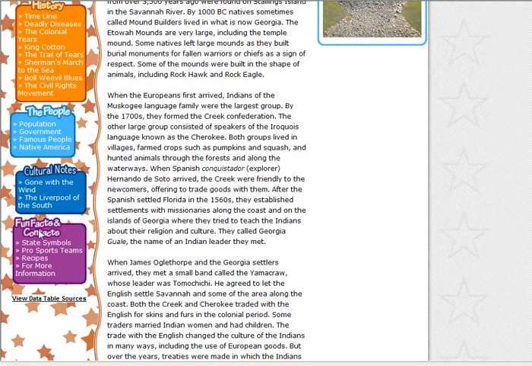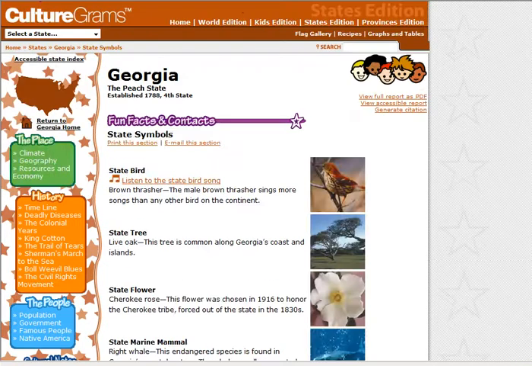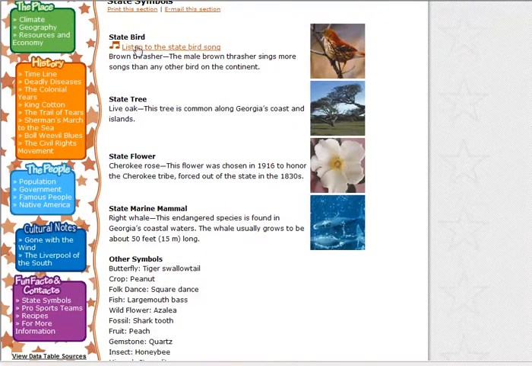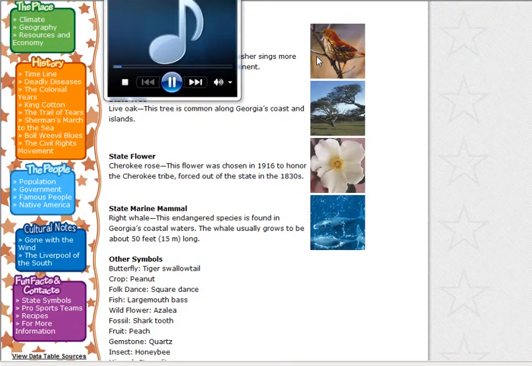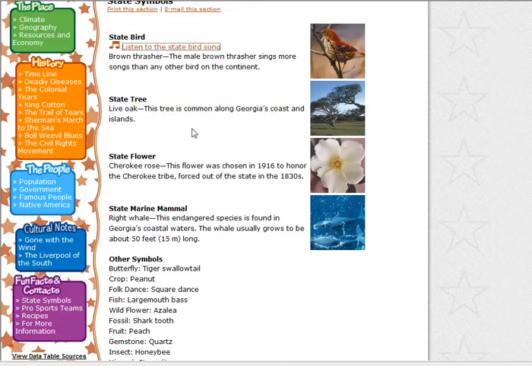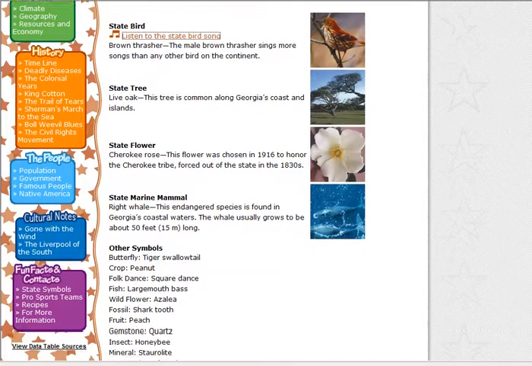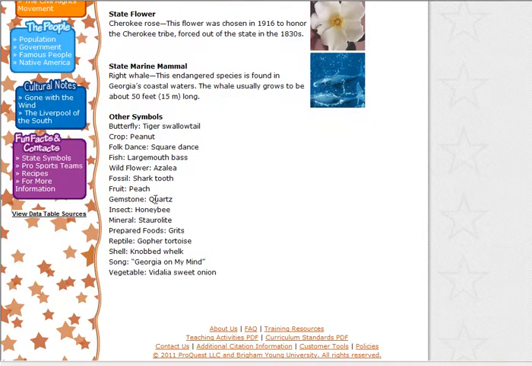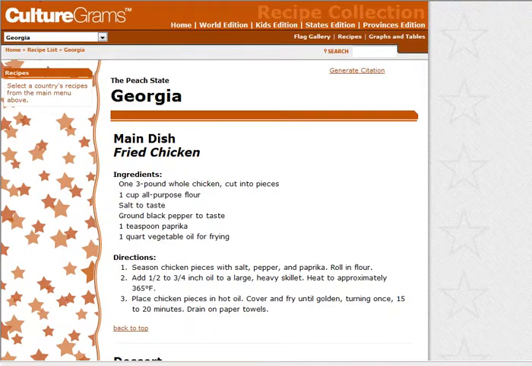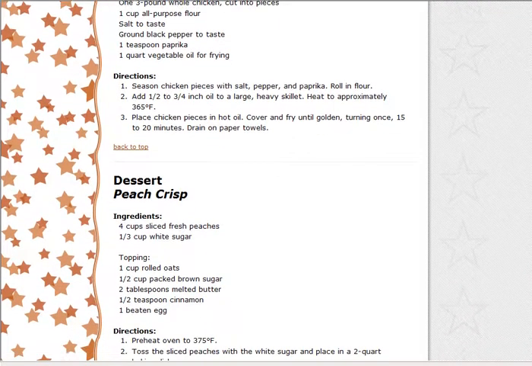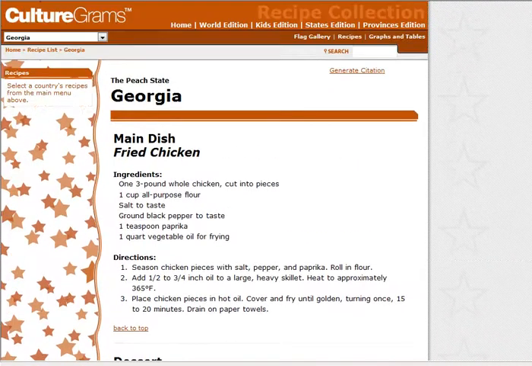Our 2nd grade studies Georgia state symbols. So here we can do everything from listen to the state bird song, to find out the state tree, the state flower. We have a marine animal, and all of these others are specific for Georgia. Recipes for Georgia: all of us love fried chicken and peach pie. So we have all this information available for all of the 50 states.